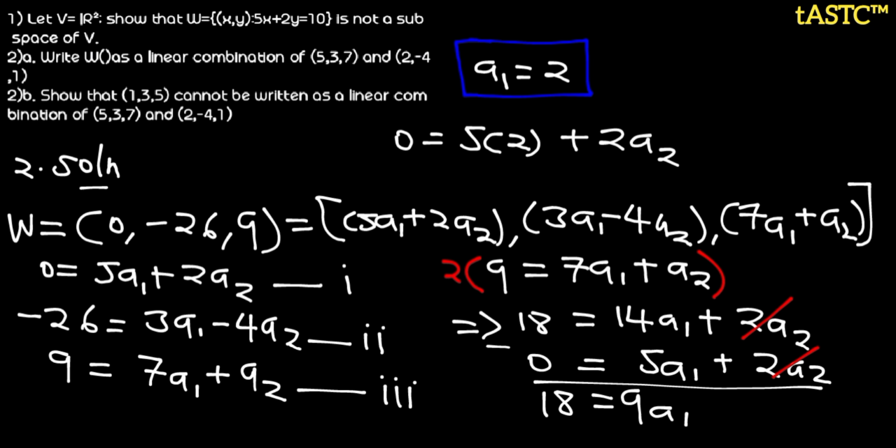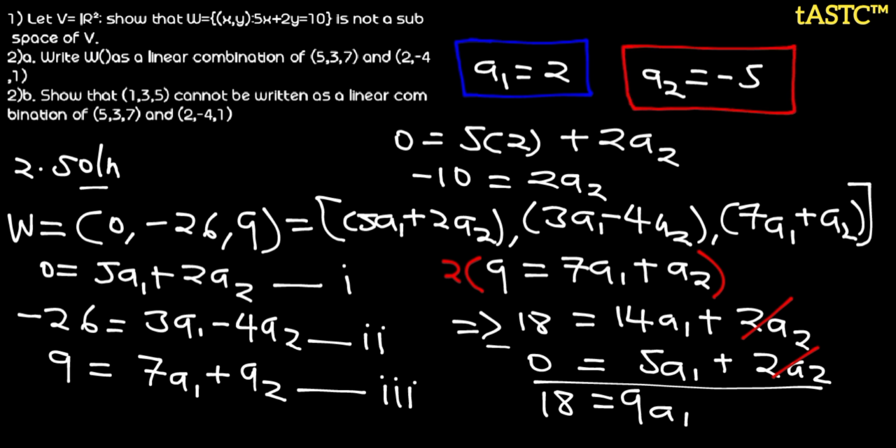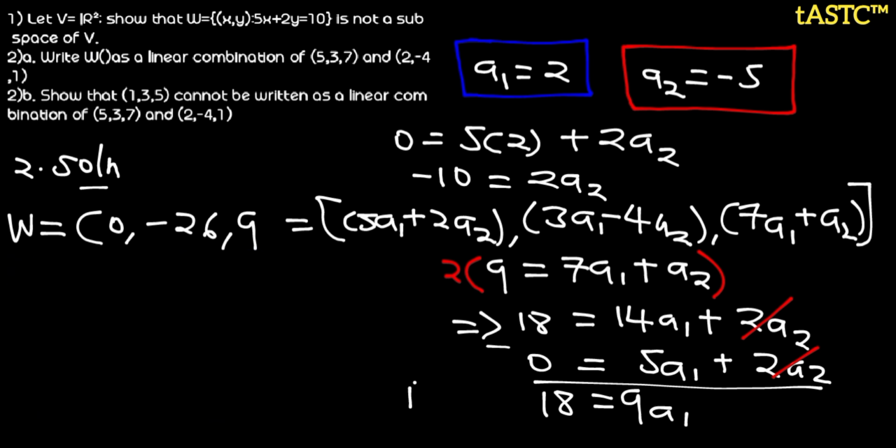We need to take this to the other side, right? So this should be a negative 10, and this is equal to 2A2. So A2 is obviously going to be a negative 5. That will be the answer. Now we needed to write W as a linear combination of the two vectors represented. So we're going to do that right now.